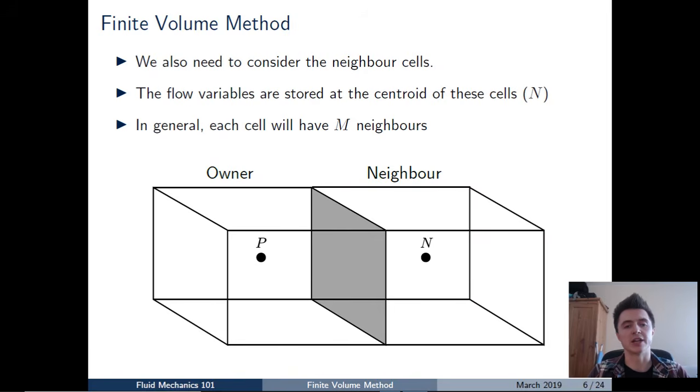And in this treatment today, we need to consider the owner cell, that's the cell we're looking at, with a cell centroid P, and this cell is going to be connected to various neighbor cells which have cell centroids N, and the flow variables in those cells are stored at their cell centroids there. And again, because we're using a polyhedral cell that may have m sides, then our owner cell P is going to have m neighboring cells which are connected by m faces. So now we've set up, we can start looking at the finite volume method itself.